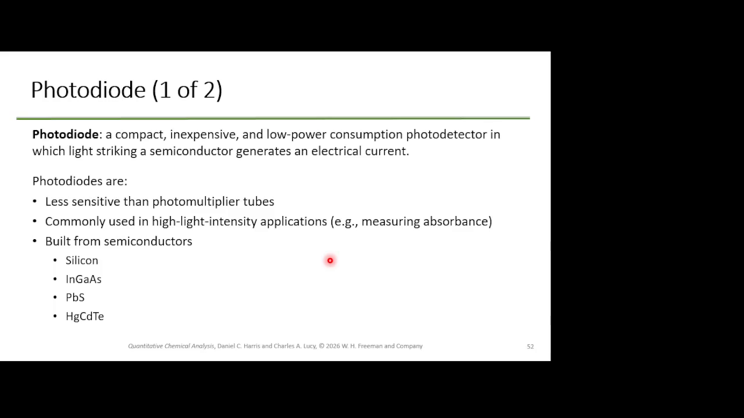Photodiodes. Remember the diodes from semiconductors? This is that for photons. So very compact, inexpensive, low power consumption photodetectors. Light's going to strike the semiconductor, it'll generate electrical current. Photodiodes are a lot less sensitive than photomultiplier tubes that we looked at before.